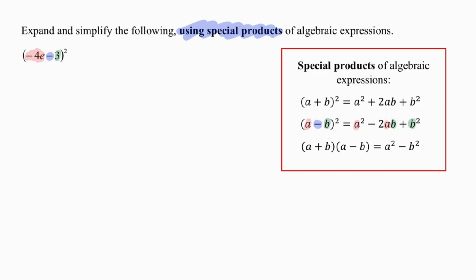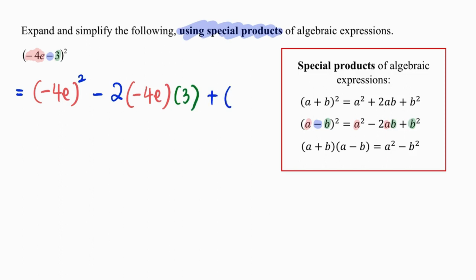And therefore, this one will be equals to (negative 4e) square minus my 2ab, a in this case is negative 4e, b is 3, plus my b square, which is 3 square. Once I've substituted the correct a and b into the correct special products, I'm going to simplify.